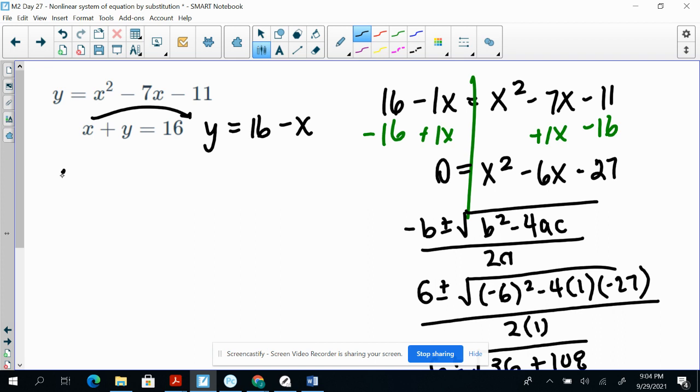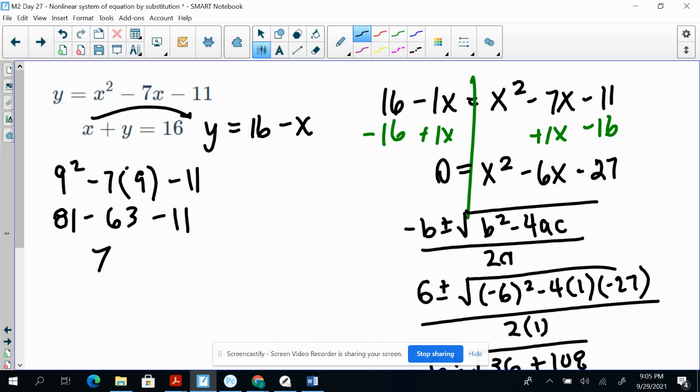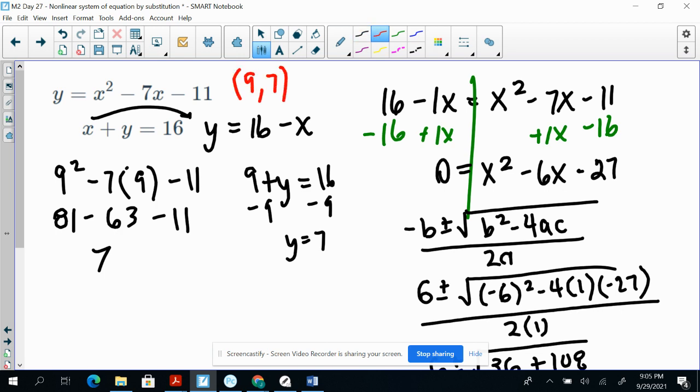So 9 squared minus 7 times 9 minus 11. So that's 81 minus 63 minus 11. And 81 minus 63 minus 11 gives us 7. And then for the second one, 9 plus y equals 16. Subtract 9 from both sides, and y again equals 7. So when x is 9, y will be 7. So that's one place that it's going to overlap.